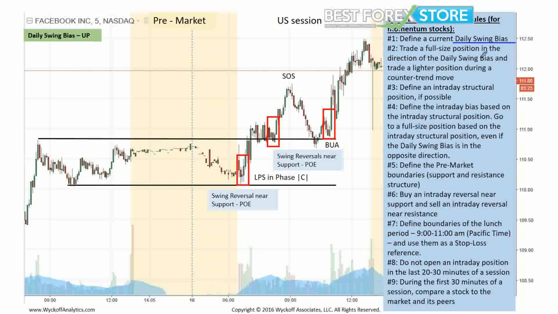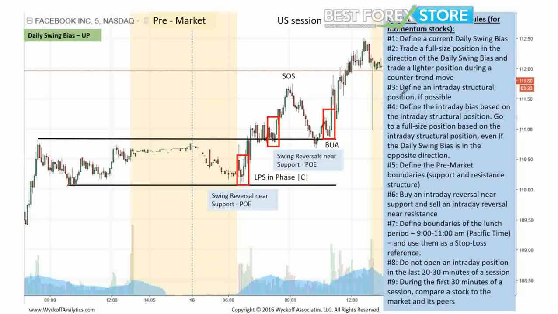Then you always want to trade a full size position in the direction of that daily bias and trade a lighter position during the counter trend move. And that's only if you're relying on the daily swing bias, right? And we've talked about what that is, right? So you want to define the swings as they are, and then give more weight to the positions in the direction of that daily swing bias.